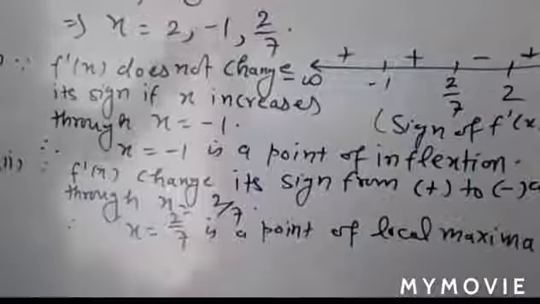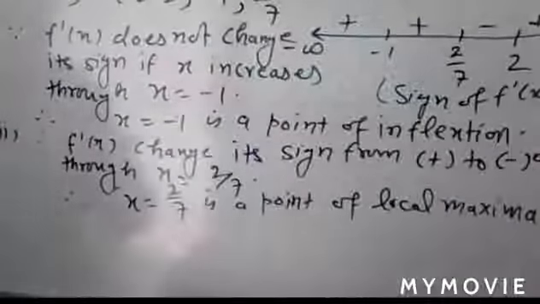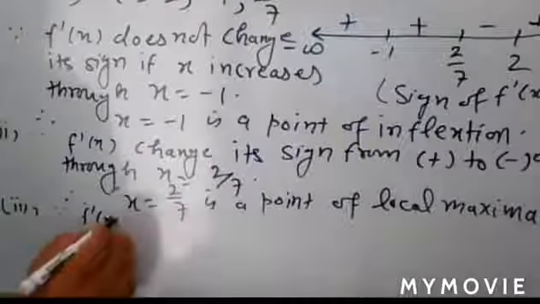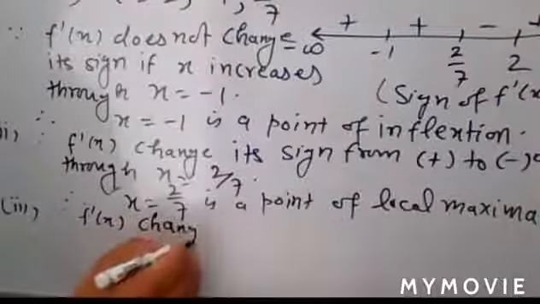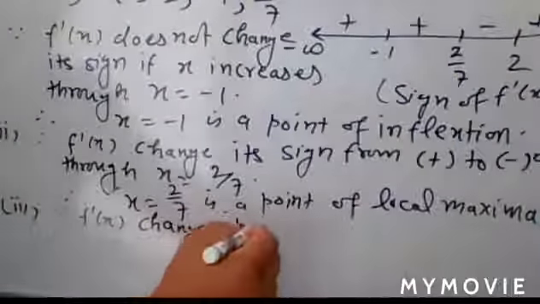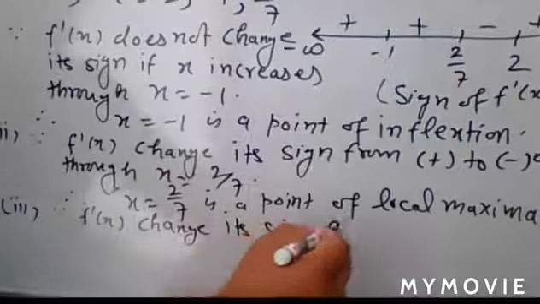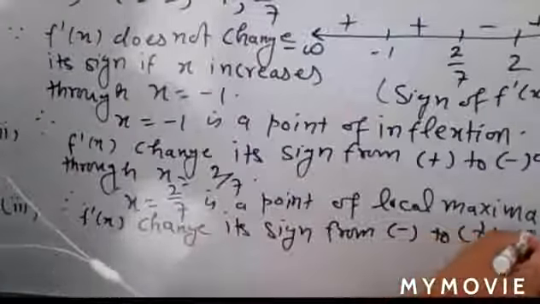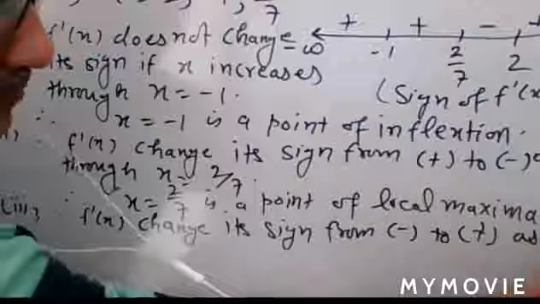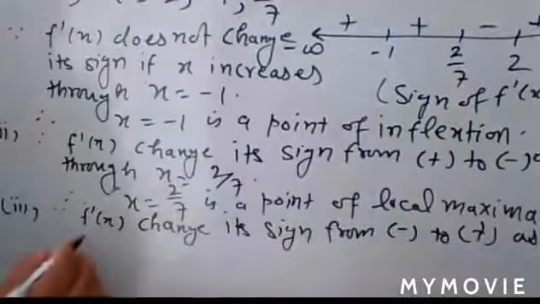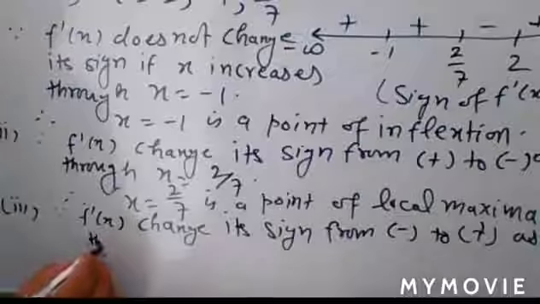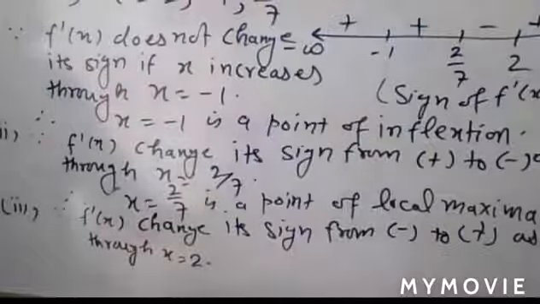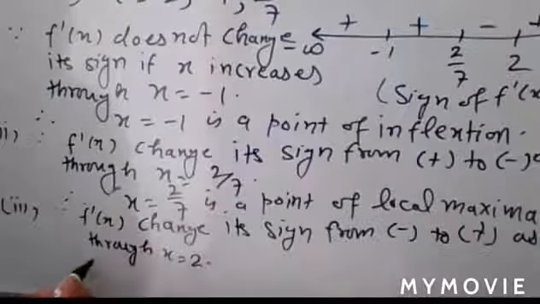Now you come to the third point. In the same way, you can explain about the third point also. Yes, right? Since f dash x changes its sign from negative to positive as x increases through x is equal to 2, hence x is equal to 2 is a point of local minima.